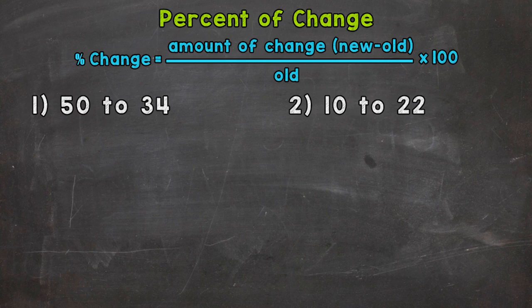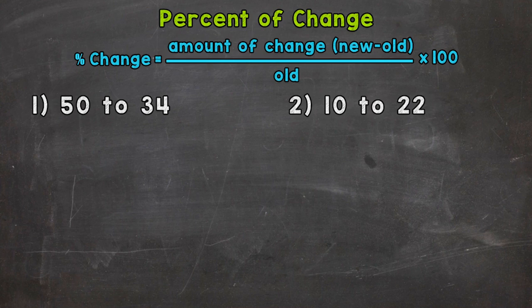In this video, I'm going to cover percent of change, and we have two examples that we're going to go through together in order to get this down. Now, when we calculate percent of change, we take the amount of change, so the new number minus the old number, and divide by the old number. We then multiply that by 100 to convert that to a percent.